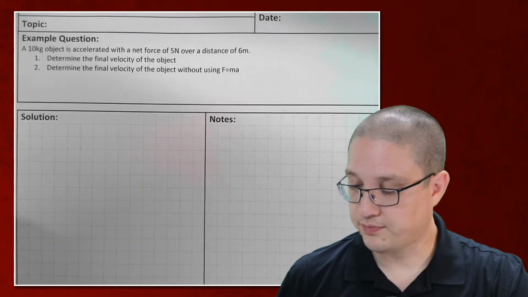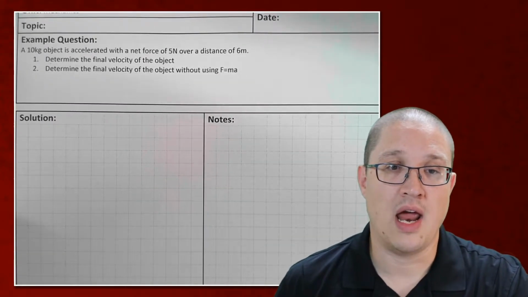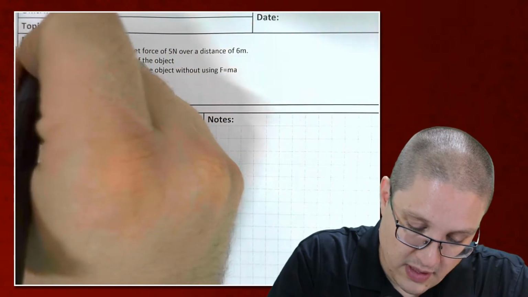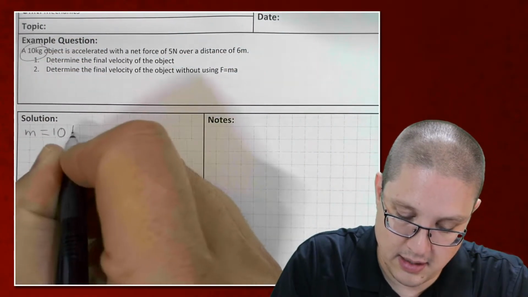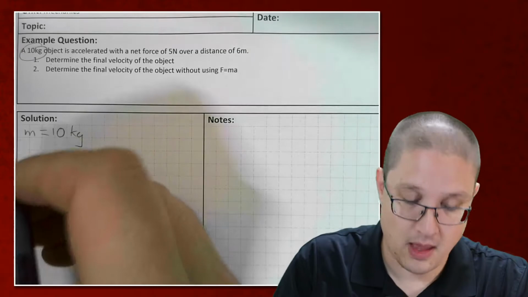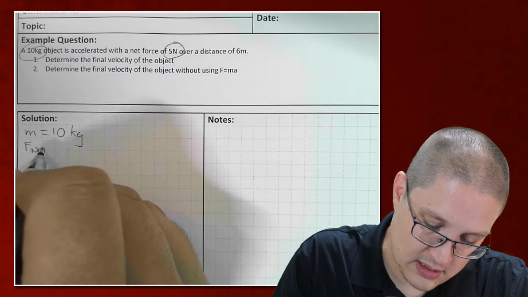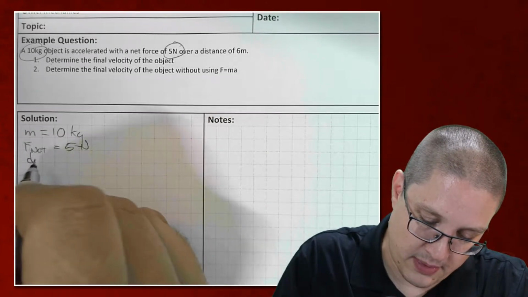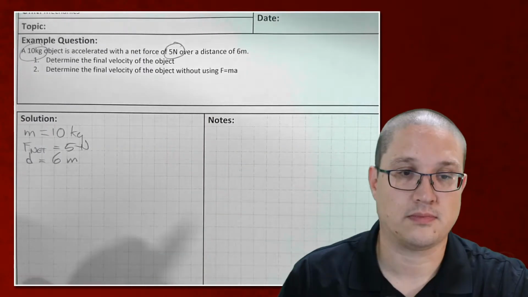In this case, we have a 10 kilogram object accelerated with a net force of 5 newtons over a distance of 6 meters. So if I start by saying my mass is 10 kilograms, my F net is 5 newtons, and my distance traveled is 6 meters.